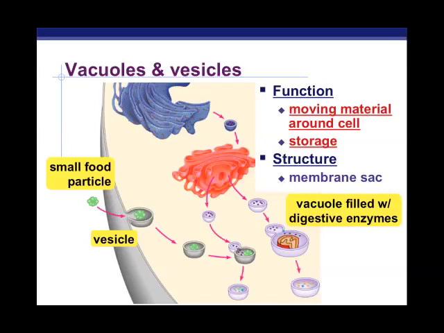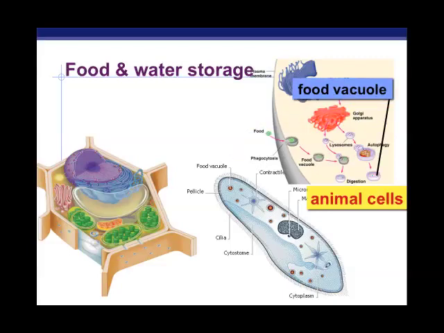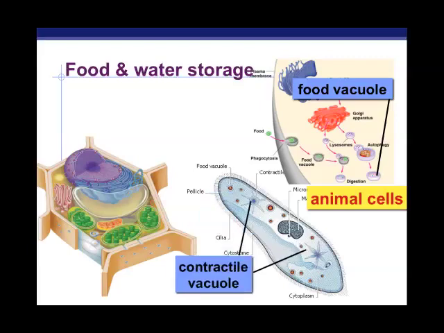Now, a vacuole is filled with enzymes. The vesicle isn't. It has the food in it. The vacuole is filled with other chemicals, and it helps digest the material. Now, food and water storage are also part of the energy process. And the one on the right is an animal cell. And there's the food vacuole in the animal cell, as it was on the page before.